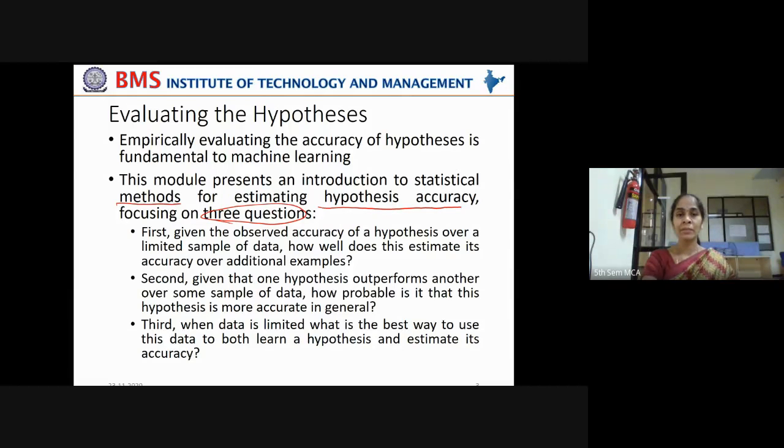What are those questions? First, given the observed accuracy of a hypothesis over a limited sample of data, how well does this estimate its accuracy over additional examples? You know that the sample is limited, right?